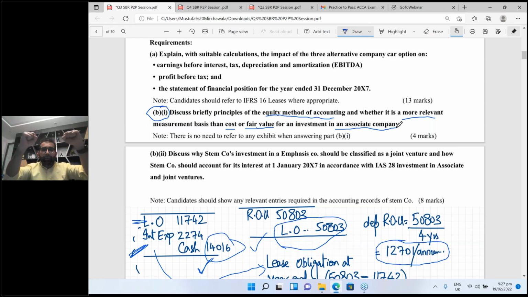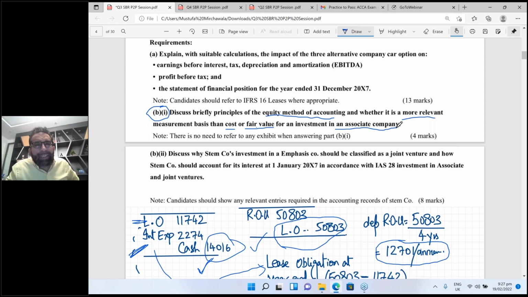Whenever you get control of an entity, you do adding together. But if you don't have control, you just have significant influence. In that case, you just do cost of investment, add post-acquisition profits of the associate company multiplied by your share, and you just report it in one line. This is what we call equity accounting.